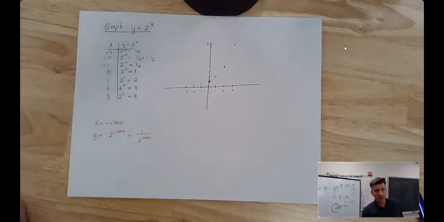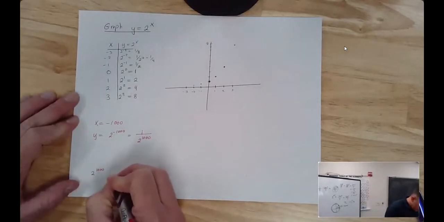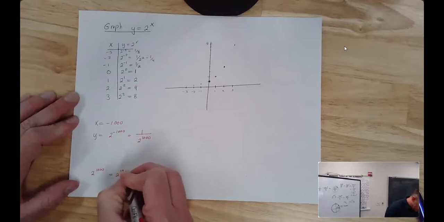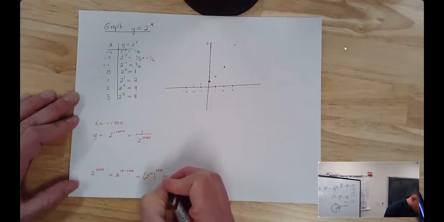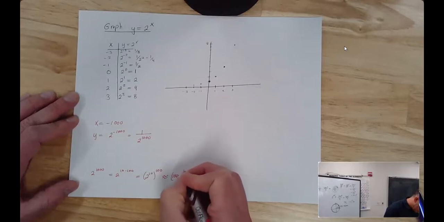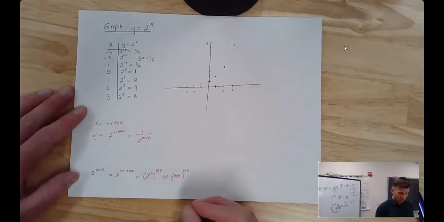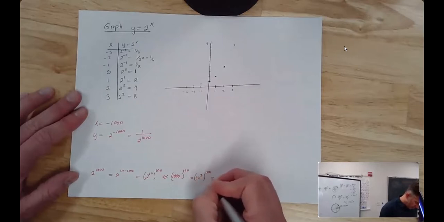And I don't know what 2 to the 1,000 is, but I know that 2 to the 10th power is about 1,000. 2 to the 10th is 1,024. So 2 to the 1,000th power is 2 to the 10th to the 100th power, which is approximately 1,000 to the 100th power, or 10 cubed to the 100th power, or 10 to the 300th power.